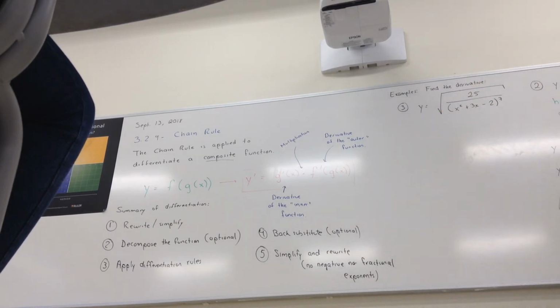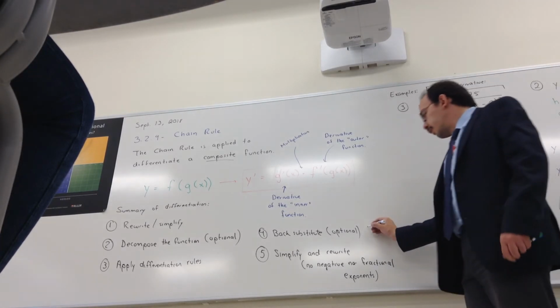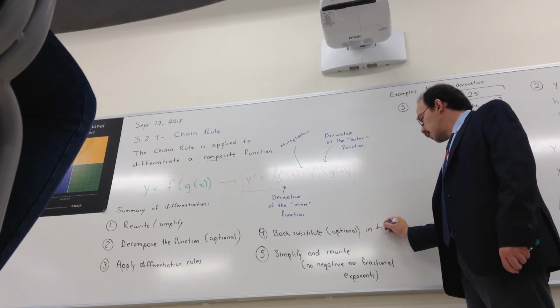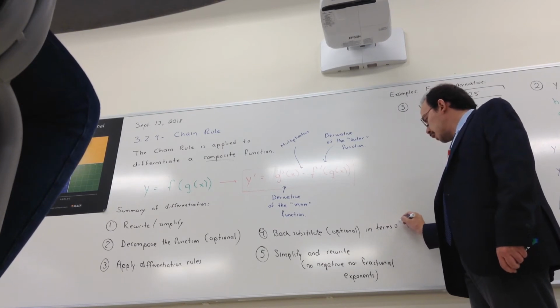Profe, ¿qué es eso de back substitute? Like here, for example, we have this, and then instead of h, you put what was h. So you back substitute to what they were. If it's g, instead of g, you put what is g, so at the end everything is in terms of x. So you can put it here also in terms of the variables.